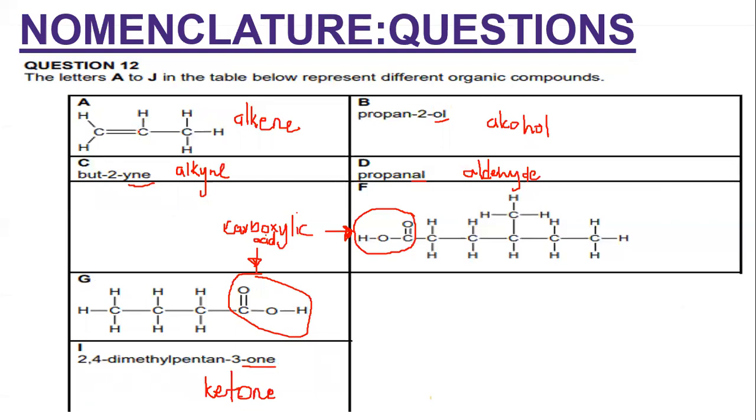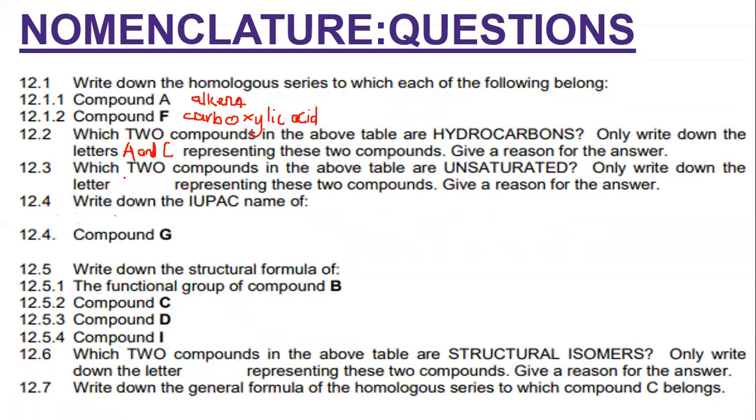There's a double bond between the carbon and carbon. It means A is correct. And in butyne, we know this ending tells us there's a triple bond. So without any shadow of doubt, we know that C is going to have a triple bond. Double bond, triple bond, they are unsaturated hydrocarbons. So it means the answer, yet again, becomes A and C.